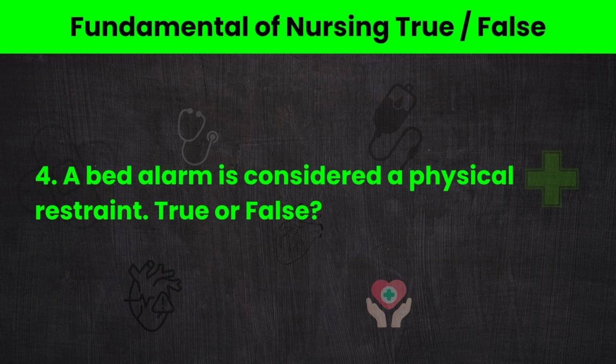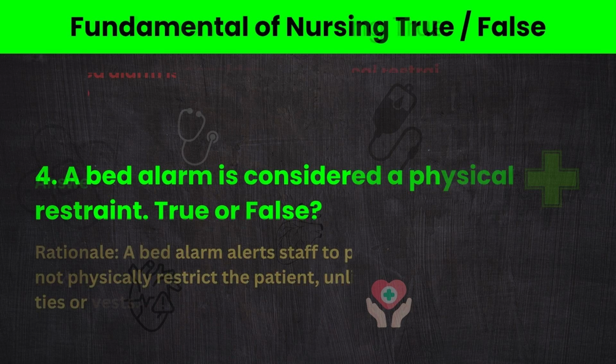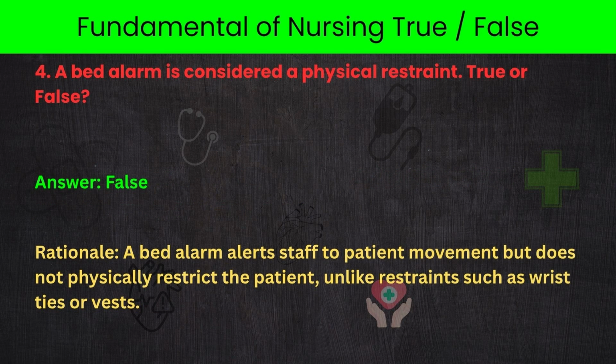4. A bed alarm is considered a physical restraint. True or false? Answer: false. Rationale: a bed alarm alerts staff to patient movement but does not physically restrict the patient, unlike restraints such as wrist ties or vests.